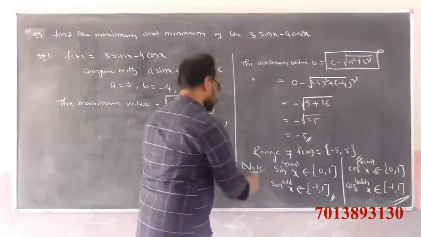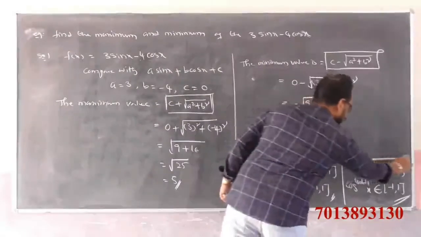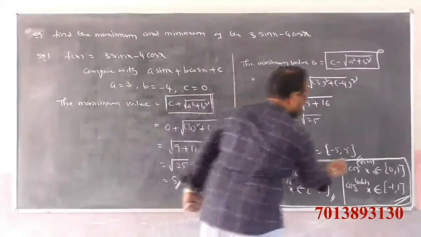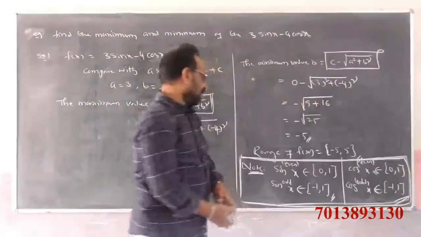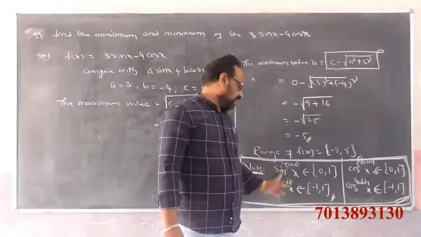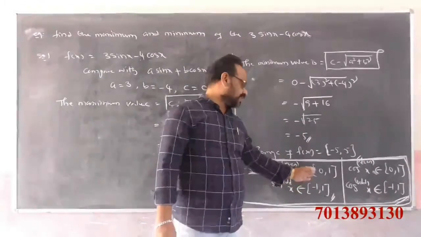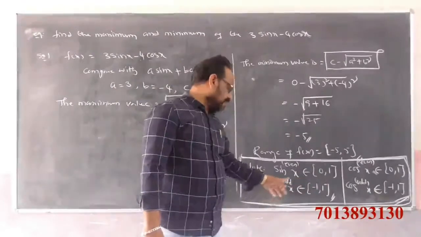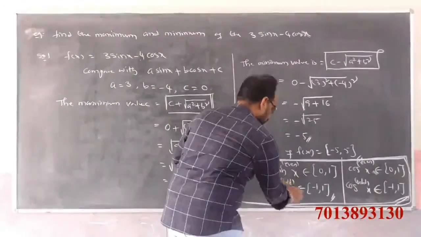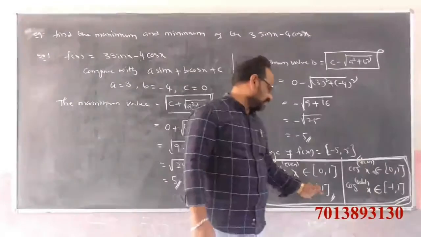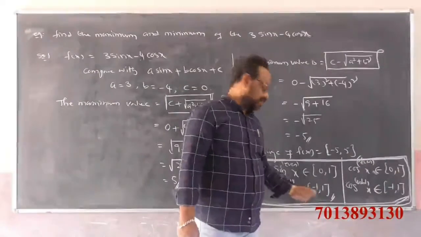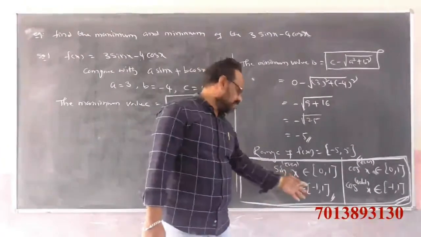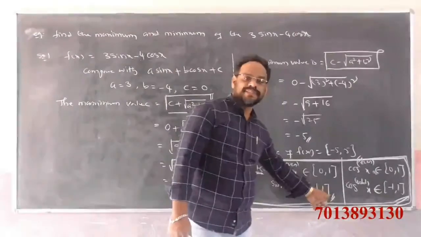Observe it, very, very important. So sin power even times of x belongs to 0, 1. The minimum value is 0, the maximum value is 1. Sin power odd times of x clearly belongs to minus 1 to plus 1. That is, the minimum value is minus 1. Sin power odd, that means sin cube, sin power 5x, sin power 7x: minimum is minus 1, maximum is plus 1.